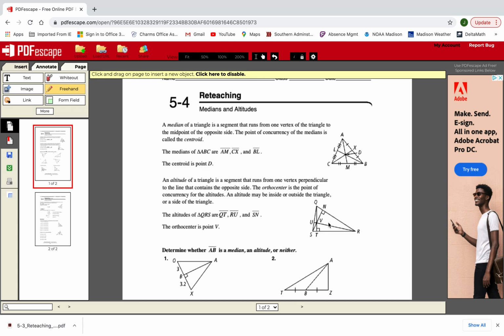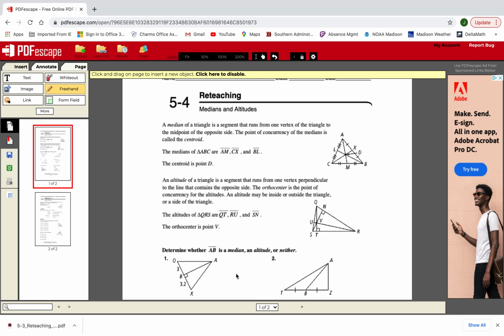The altitudes of triangle QRS we mentioned here were QT, which goes from vertex Q perpendicular to SR, which meets at point T. RU, which starts at vertex R and meets QS at point U at a right angle. And SN, which starts at vertex S and meets side QR at point N at a right angle, okay? So the orthocenter is point V. Sorry, I saw that V and said vertex. That's not true. The orthocenter is point V. The orthocenter is where the three altitudes meet.